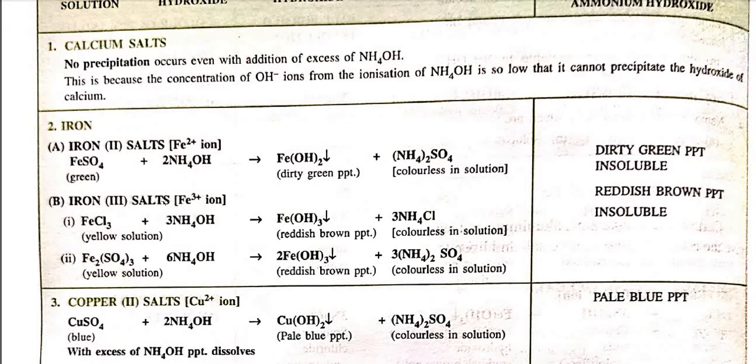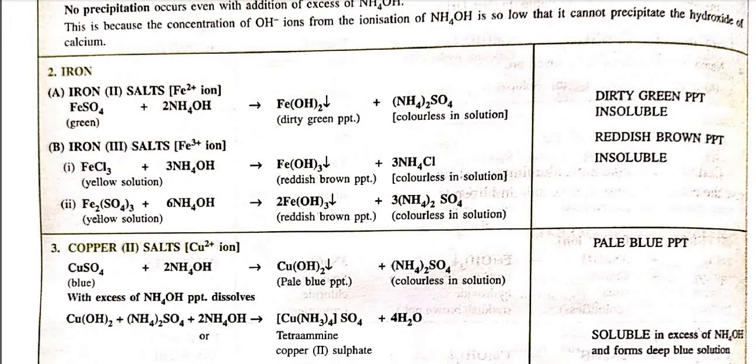Next, when you react ferric chloride, FeCl3, with ammonium hydroxide, it forms a reddish brown precipitate of ferric hydroxide plus ammonium chloride, and this reddish brown precipitate is also insoluble in excess of ammonium hydroxide. Similarly, with ferric sulfate, the ferric ion is present, so a reddish brown precipitate and ammonium sulfate are formed.